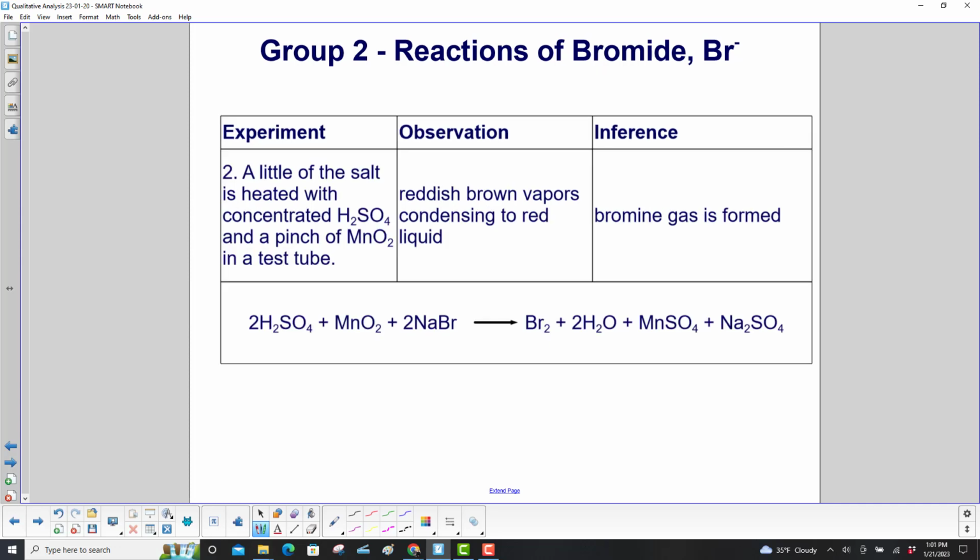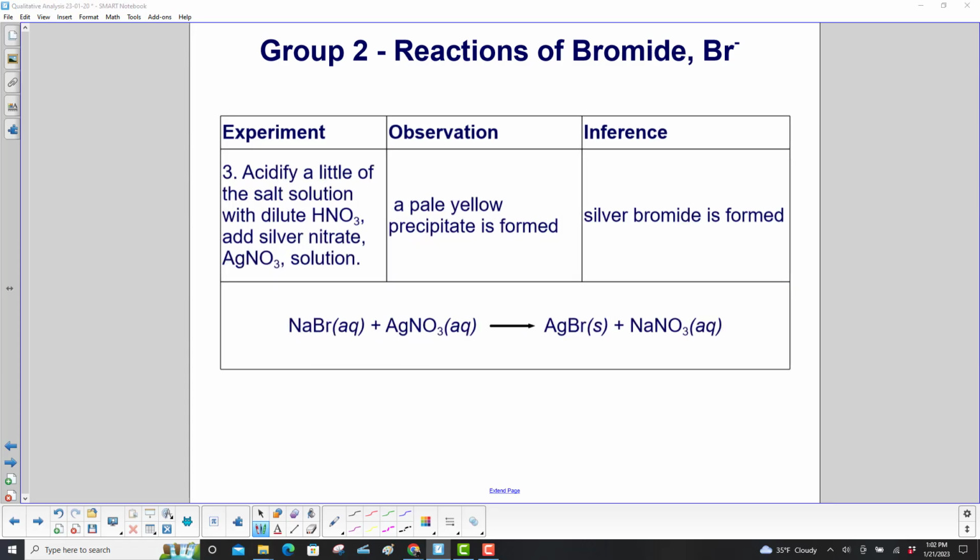2. A little of the salt is heated with concentrated sulfuric acid and a pinch of manganese dioxide in a test tube. Observation: reddish-brown vapors condensing to red liquid. Inference: bromine gas is formed.